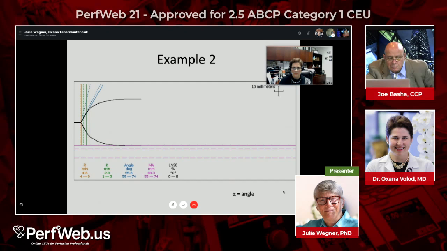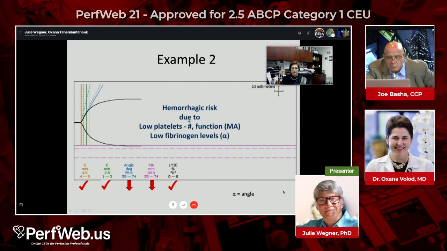The next example, again just asking questions: what are the ones out of range? In this case, the R, K, and LY30 are all within range, but the MA and the angle are both a little bit decreased, suggesting either a platelet issue or maybe even a fibrinogen issue. So now we have hemorrhagic risk due to low platelets, which is your MA value, either a number issue or a function issue, but typically both. Number and function are going to be decreased, and/or low fibrinogen levels, relative to your alpha value. Again, you can figure out the best way to address this.